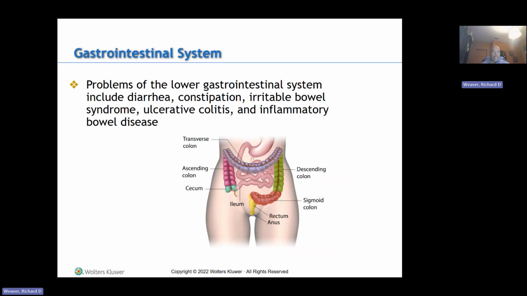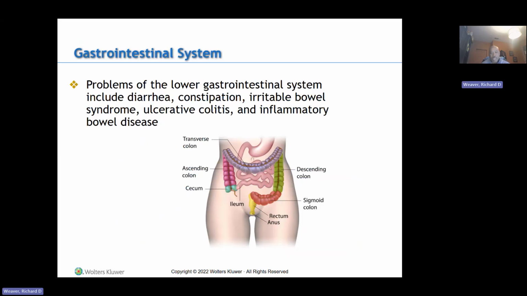Now, transit, this movement of material through the colon, different parts of the colon, can be triggered by many things. So, for example, illnesses such as irritable bowel syndrome or ulcerative colitis, bacterial infections, or drugs such as anti-infectives or antibiotics can make transit much faster. And of course, this will result in, again, diarrhea.